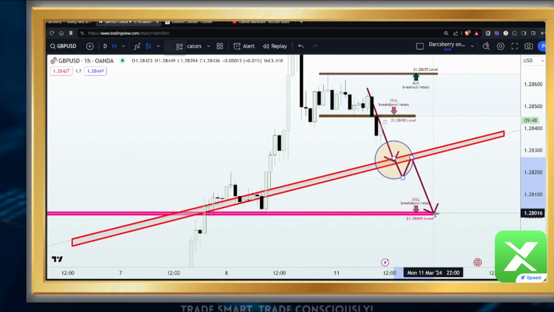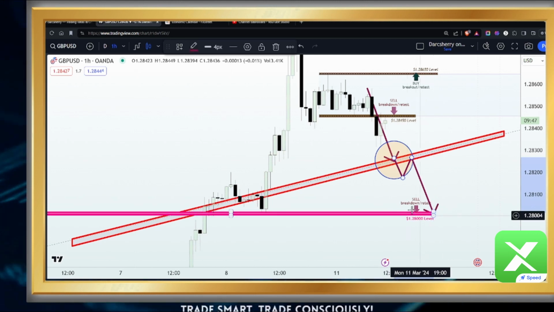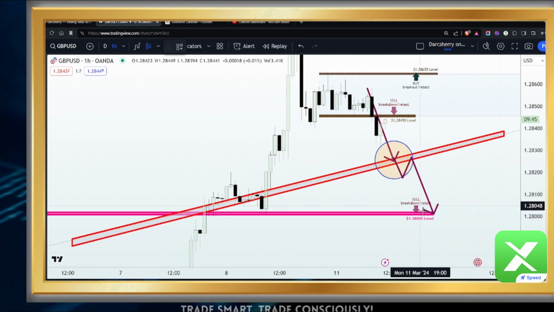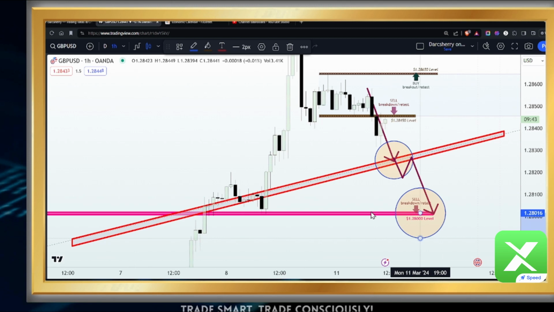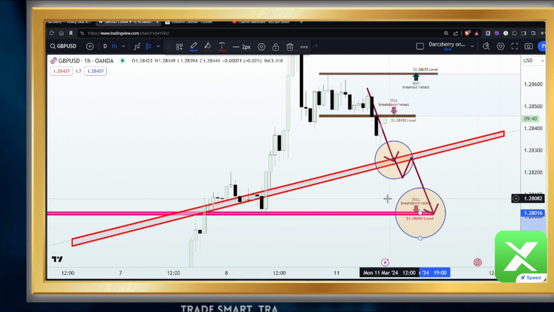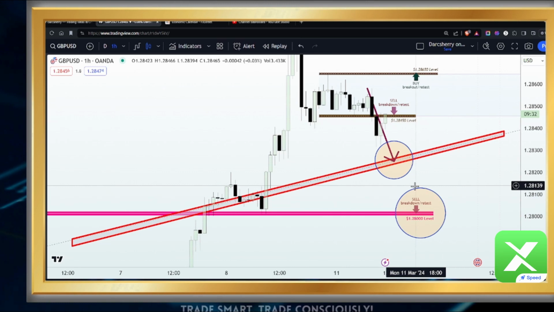But if price drops below this ascending trend line, then we could be looking out for more selling opportunities to add, and then let's see how the market will react to the 1.280 area, where depending on what happens there also will determine if we are going to be joining the uptrend continuation from there or add more sell positions to our existing trade.